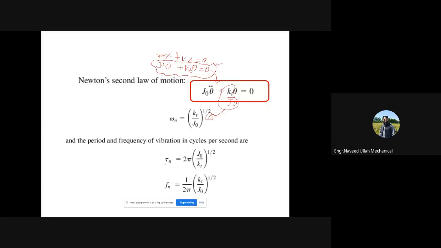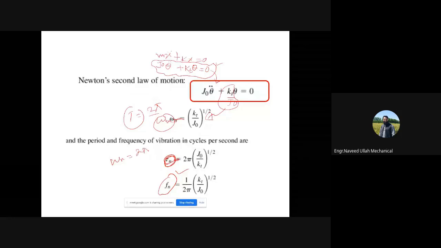If you want to find out the time period, you know very well that time period is basically 2 pi over omega. So in place of omega n, if you put this, you can find out the time period. This is the circular natural frequency. If you want to find out the cyclic natural frequency, you know very well that omega n is 2 pi f. So if you want that, you can just have this divided by 2 pi. So you can find this out from here.